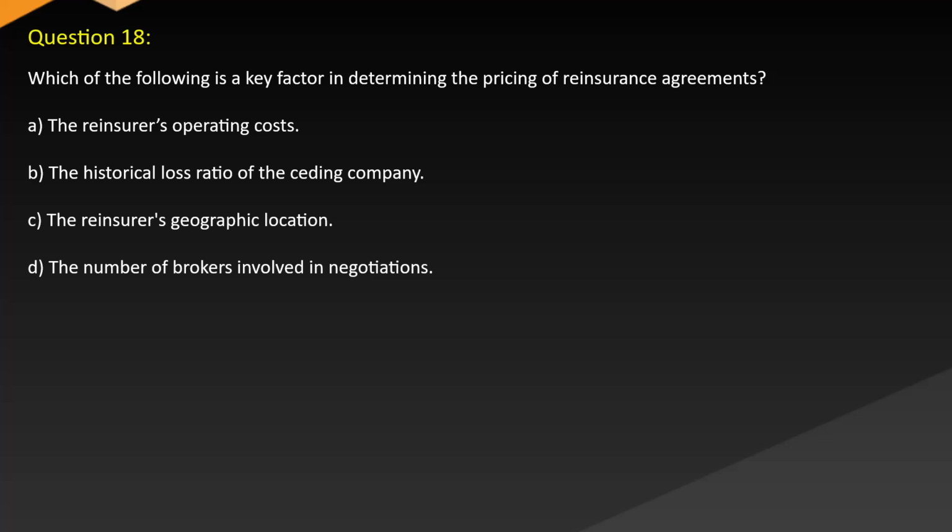A. The reinsurer's operating costs. B. The historical loss ratio of the ceding company. C. The reinsurer's geographic location. D. The number of brokers involved in negotiations.